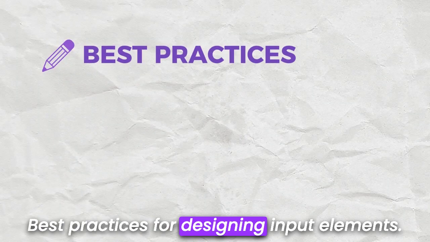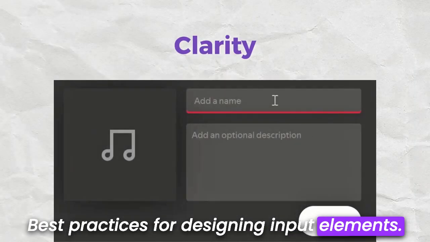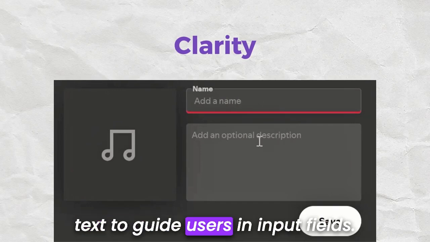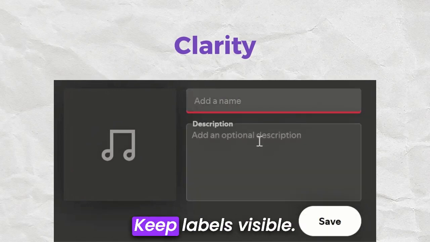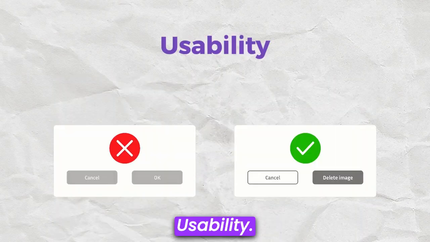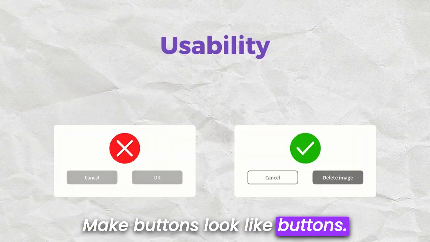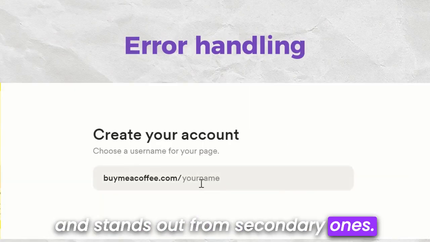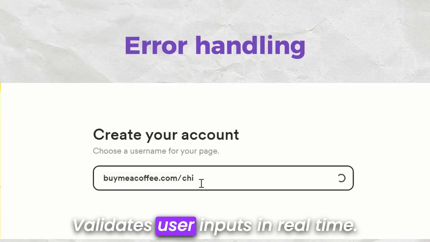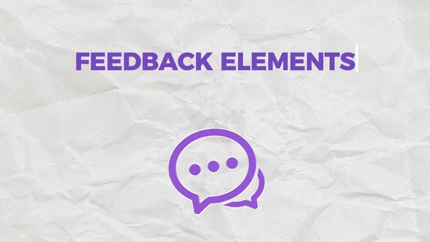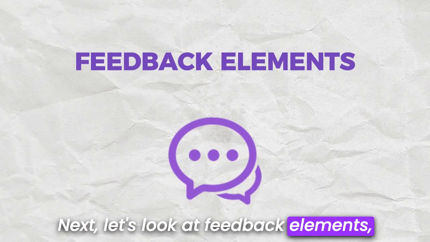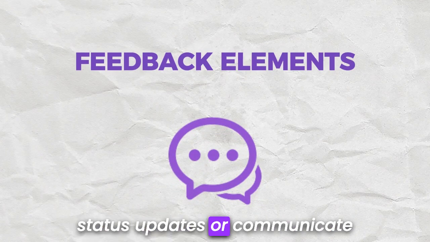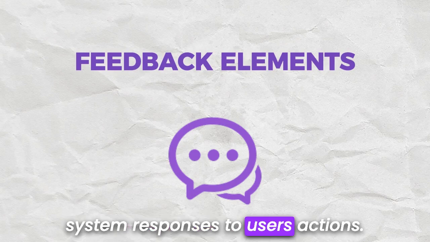Best practices for designing input elements. Clarity. Avoid relying solely on placeholder text to guide users in input fields. Keep labels visible. Usability. Make buttons look like buttons. Ensure the primary action is distinct and stands out from secondary ones. Error handling. Validate user inputs in real time. Next, let's look at feedback elements, which are UI components that provide status updates or communicate system responses to users' actions.